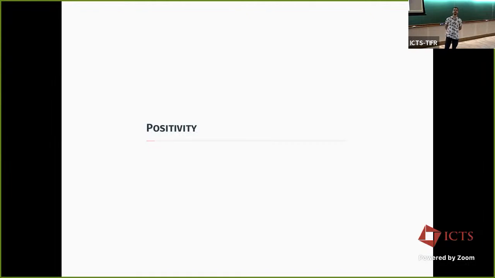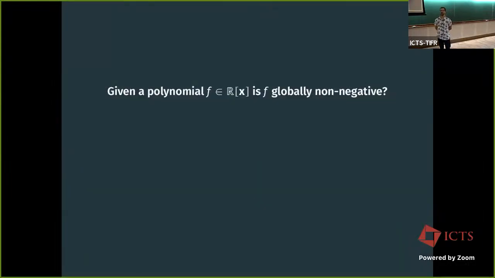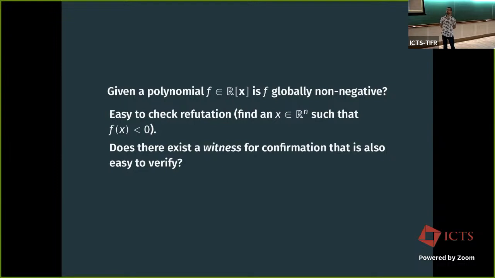All right, so positivity. Here's an introductory question. We start with a polynomial, a very simple object, a real polynomial f in one or several variables, and we want to ask when f is a globally non-negative polynomial. We can see very clearly that it's very easy to refute the claim of positivity. I find one point where the value of this polynomial is negative, and then we see, okay, this is not non-negative.